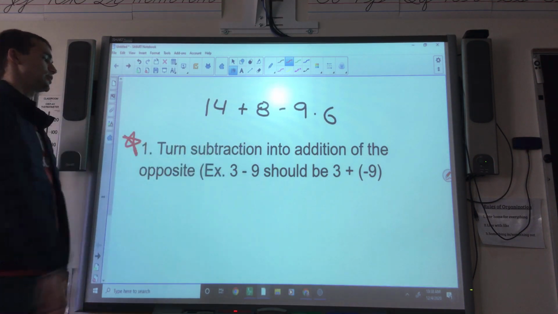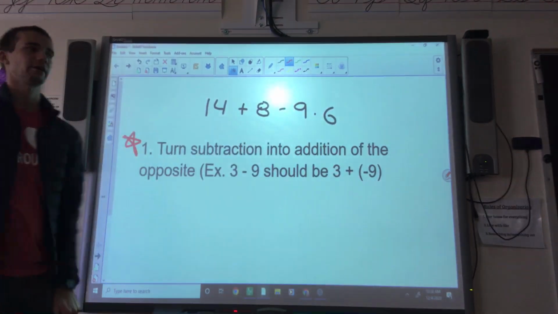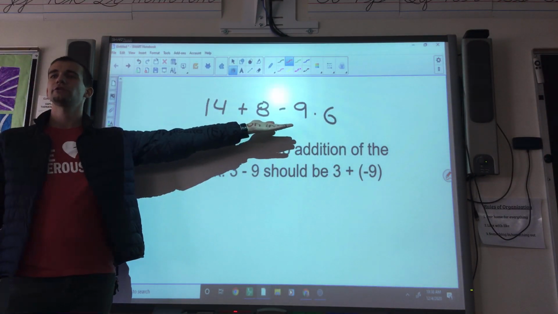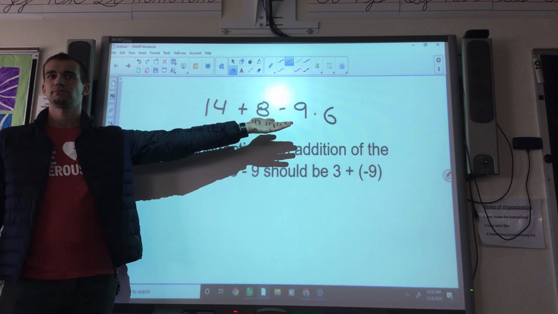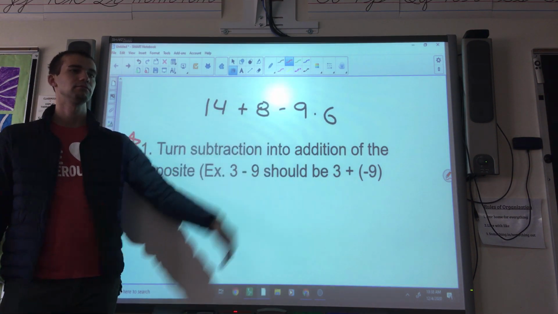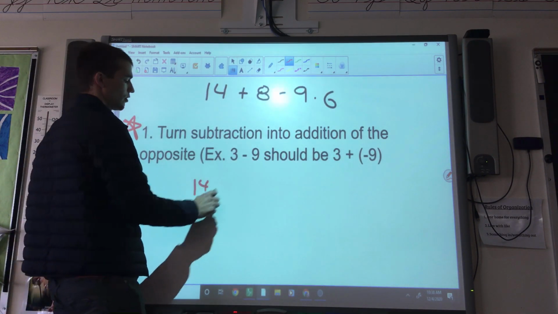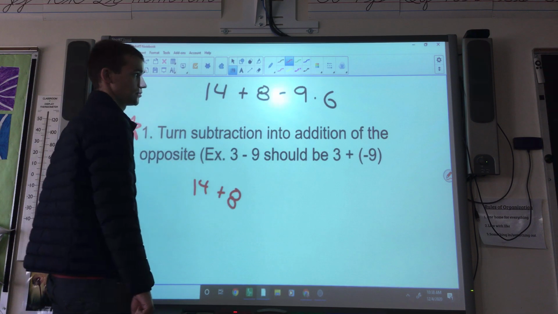Turn subtraction into addition of the opposite. So if you had 3 minus 9, it should be 3 plus a negative 9. So what here gets turned into something else? The 9. It gets turned into a negative 9. So instead of that, it becomes 14 plus 8.